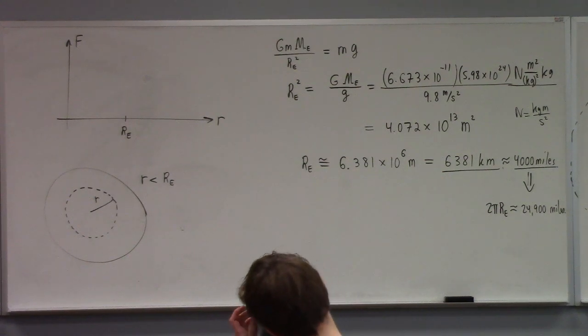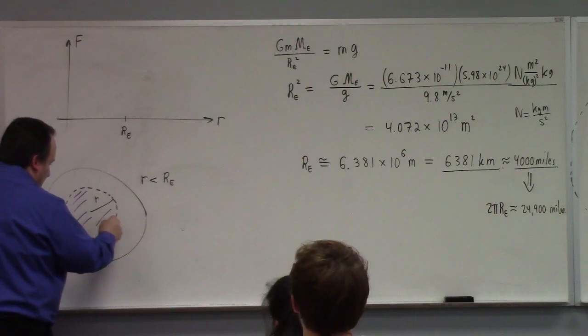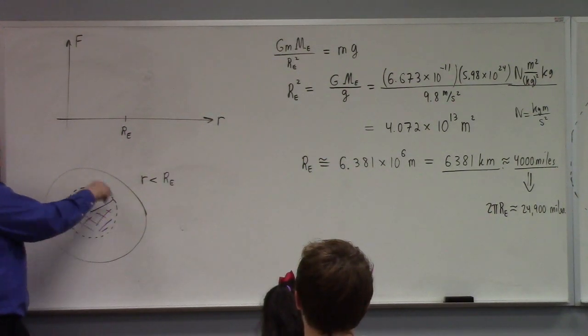So if you assume that the Earth is a big chunk of cheese of uniform density, what's the mass here? What's the mass inside that little bit?